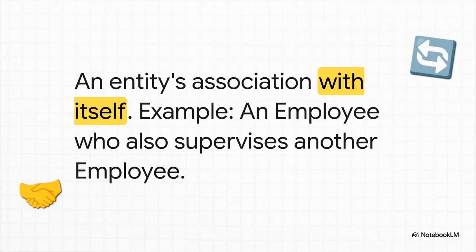They're actually defined by their degree, which is just a fancy way of saying how many types of entities they connect. The first is a unary relationship. This is a weird one, where an entity has a relationship with itself. For example, in a company, an employee can supervise another employee. It's just one entity type, employee, but it's playing two different roles in that relationship.